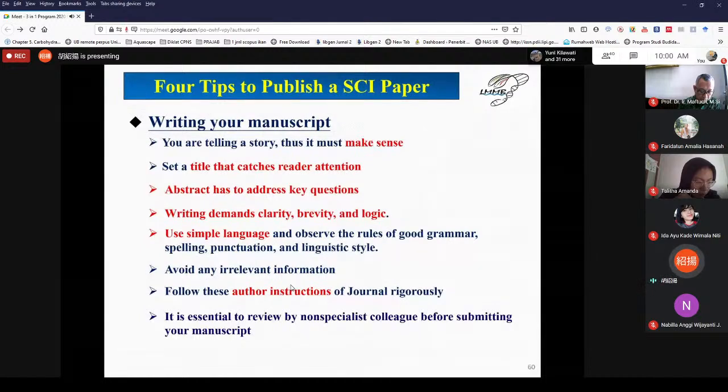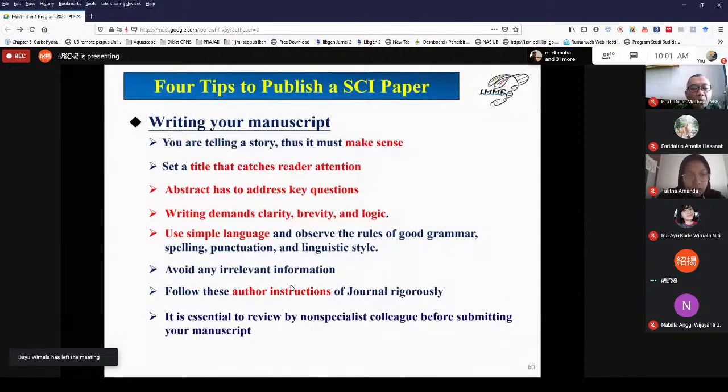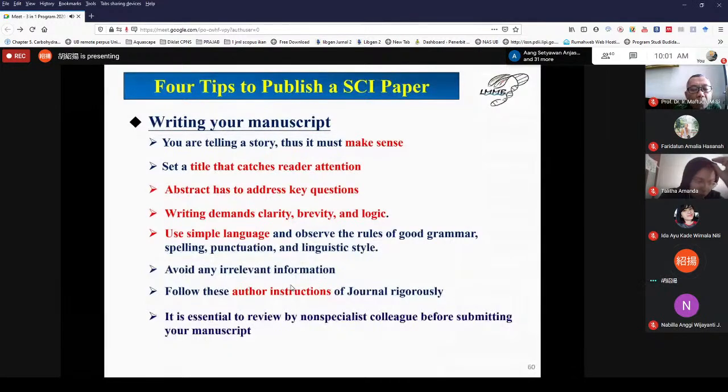So let a non-specialist colleague read your manuscript and comment on it. They will be like the readers. If it's the same specialist, when we read the paper we already know the material, so we sometimes are careless or skip some points.